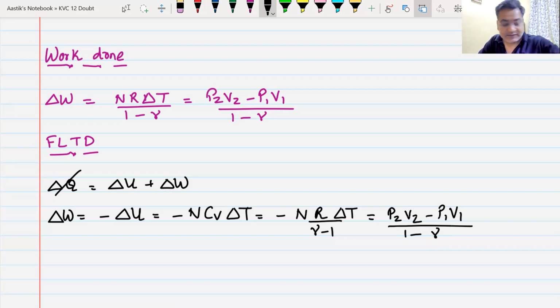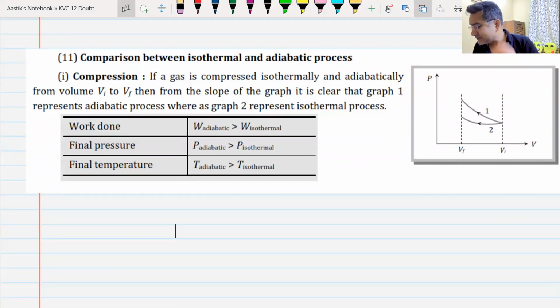Then this is a comparison between adiabatic and isothermal process. This question has come in various forms, various types in various exams. So if you are given two graphs for an isothermal and an adiabatic process, this is a compression process. Which graph will be of adiabatic process and which graph will be of isothermal process? Tell me, graph number 1 and graph number 2. Which graph is adiabatic and which graph is isothermal? Remember the slope of the adiabatic graph.